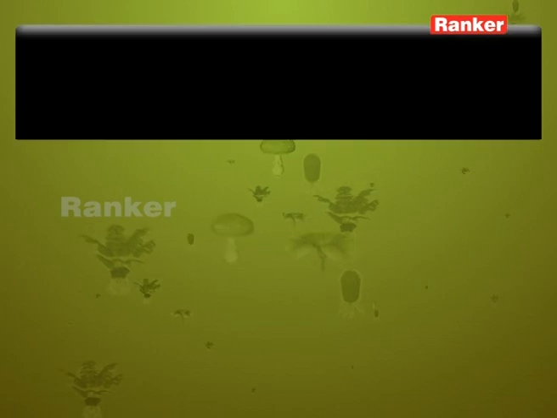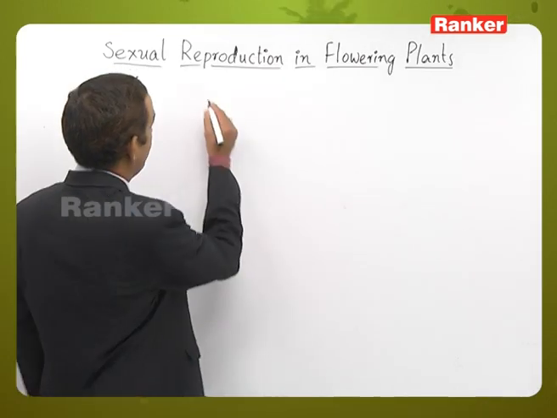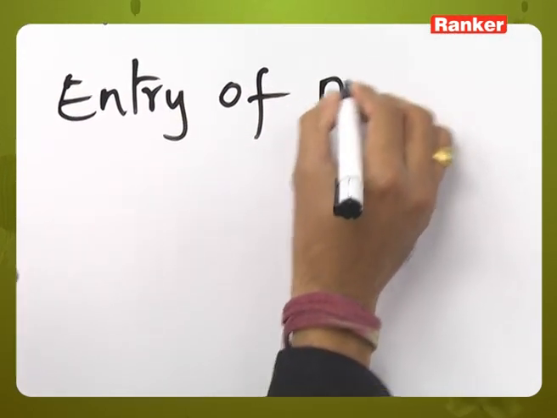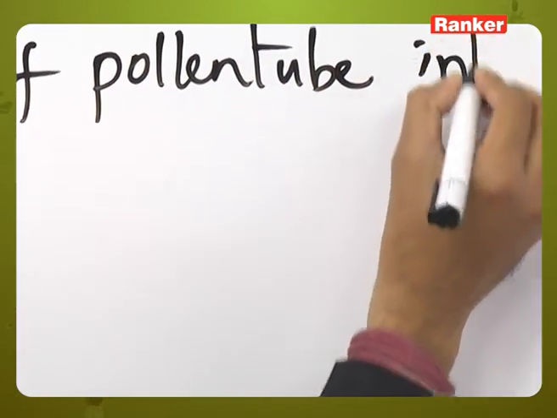Question number 7. A pollen tube enters the ovule through the chalaza lying opposite the micropyle. It will enter the embryo sac through: the given options are A, chalazal end, B, laterally, C, antipodal haustorium, and D, micropylar end. So here it is related to the entry of pollen tube into the embryo sac.